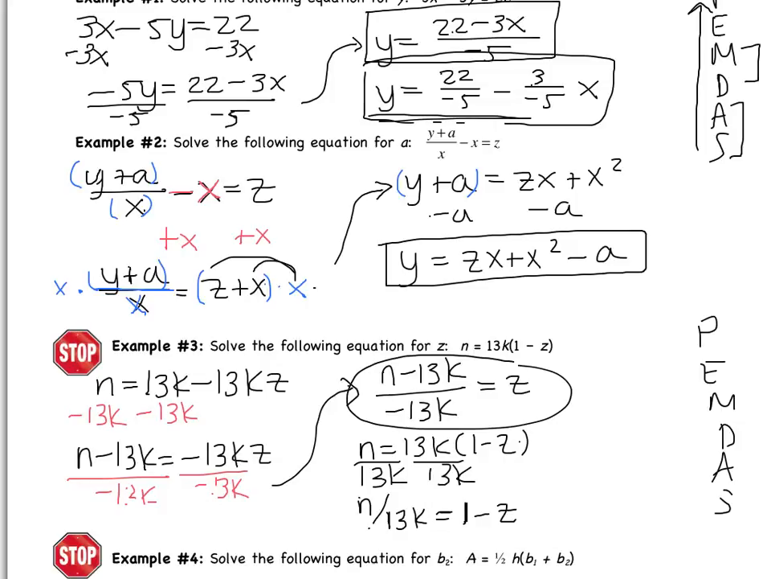Okay, so now I'm in the parentheses. So to get rid of that 1, I'm going to subtract 1. So I have n over 13k minus 1 equals negative z. Last thing to do is divide by negative 1 that's in front of the z. All that does is flip all the signs. So I have negative n over 13k plus 1 equals z.